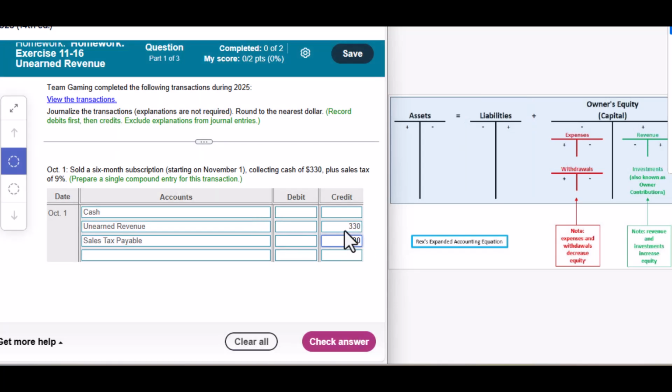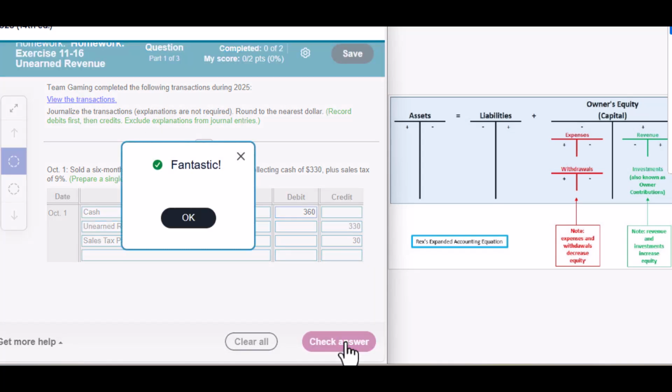And then we're going to go ahead and add these through to balance the transaction. So $330 plus $30 equals $360. And that's going to be a debit on the cash, since we are increasing cash, since we collected the cash of $330 plus the sales tax of 9%. So we can go ahead and check our answer. Fantastic.